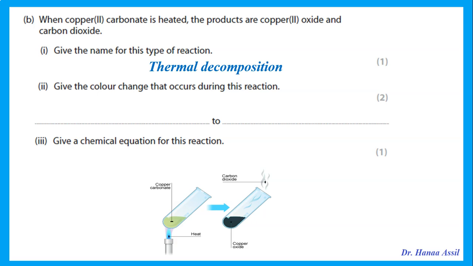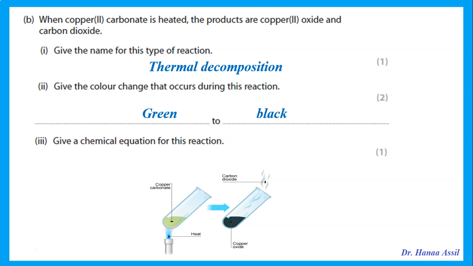Now, there are some colors that you are required to know. So you should know the color of copper carbonate, and you should know the color of copper oxide, and we should know that copper carbonate is green. So the question says give the color change. When we heat copper carbonate, which is green, it becomes copper oxide, and we should know that copper oxide is a black solid.